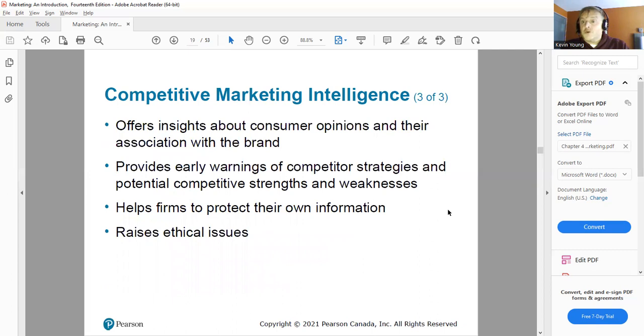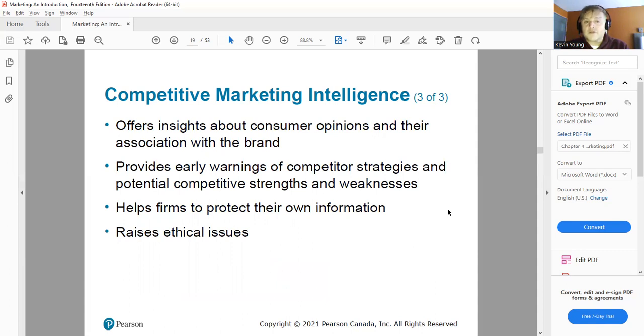What does it do, marketing intelligence? Well, it offers insights about consumers' opinions and their association with the brand. Hello, have you heard of Coca-Cola? Yes, I have. And what do you think of Coca-Cola? Do you have a positive association with the brand or a negative association with the brand?